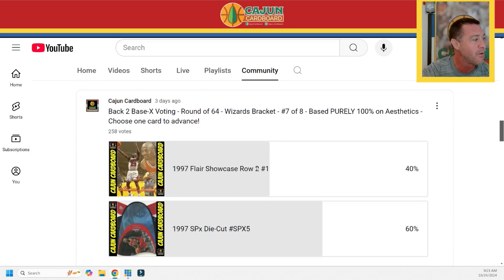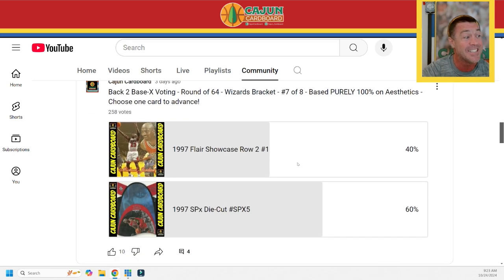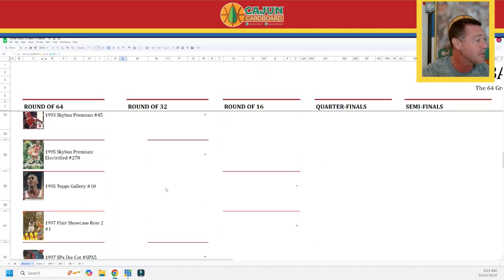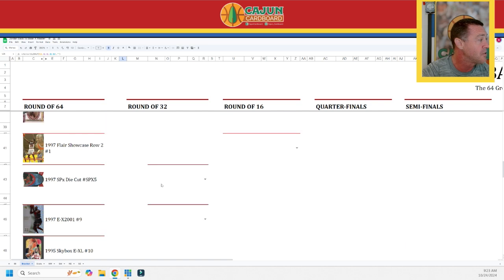All right, the next matchup we've got on our list, 1997 Flair Showcase Row 2. A lot of Flair Showcase in this Wizards bracket up here at the top versus the 1997 SPX die cut. And we thought Flair Showcase was invincible after looking at those first two matchups. Not the case. And in the closest voting that we had, I think people love the die cuts as much as the ultra modern folks don't. The 258 folks that voted chose the SPX die cut over the 1997 Flair Showcase Row 2. And so the SPX is going to move on to the next round.